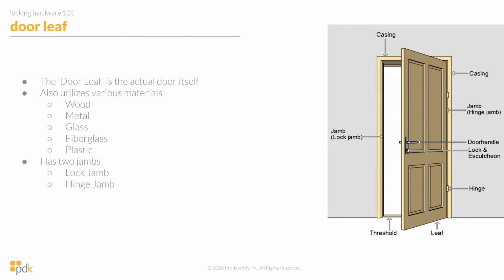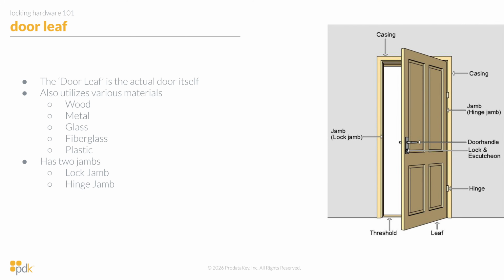Now, I keep using the word door, but that's not technically the correct terminology. A door is called a door leaf. That is the actual unit itself that acts as the barrier, the door. It utilizes different materials, again, dependent on what it's trying to accomplish. It could be wood, it could be metal, glass, fiberglass, plastic even, and it could even be one of those cheap home doors that's basically cardboard.